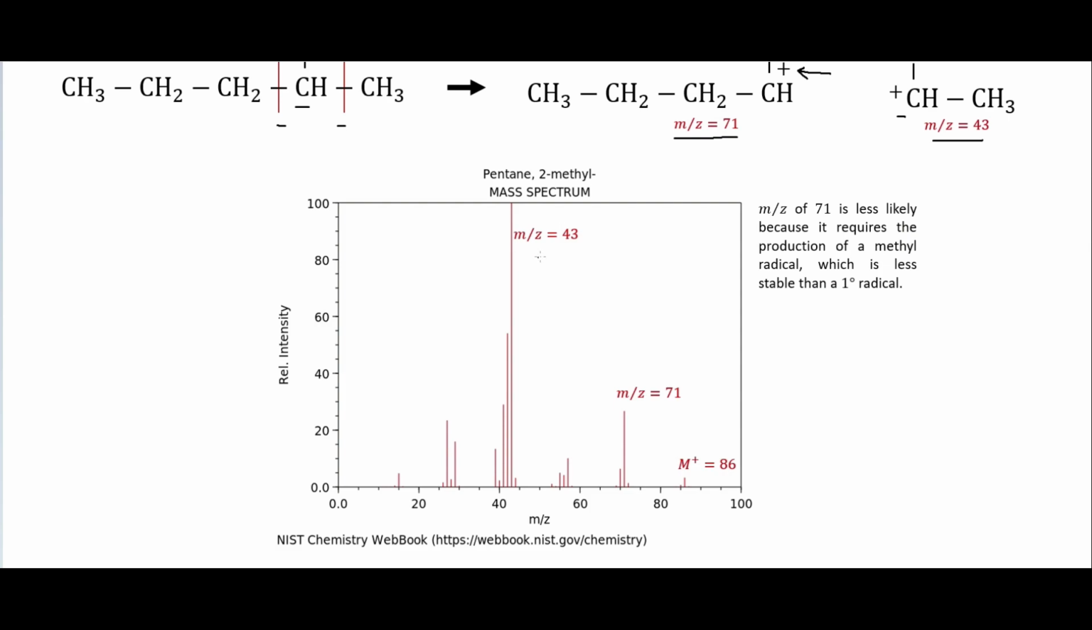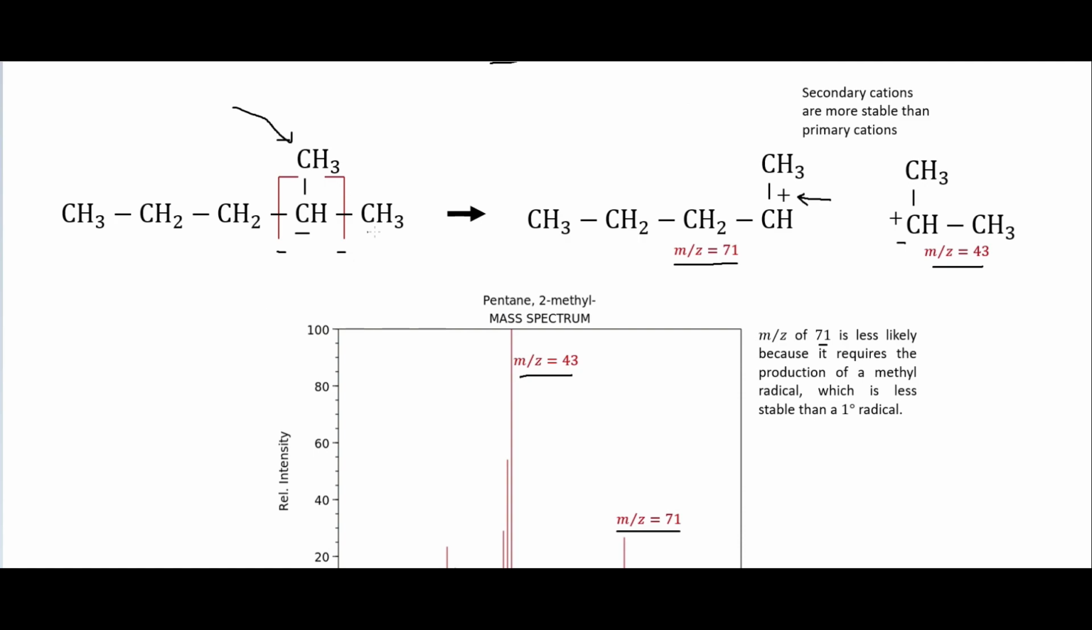We see our base peak is actually this m over z equals 43, and then we have this other relatively high peak, which is m over z of 71, and the 71 is less likely. That's because when we are splitting this off, we have to have this come off, and that will be a radical, remember. That would actually be a methyl radical, whereas if we are splitting off right here, we have a primary radical, which is going to be a more stable radical.